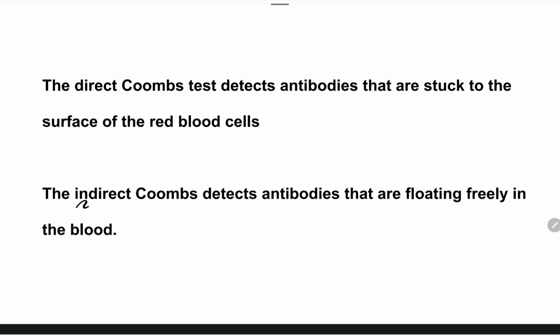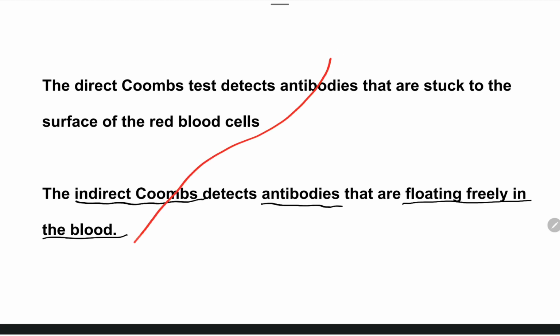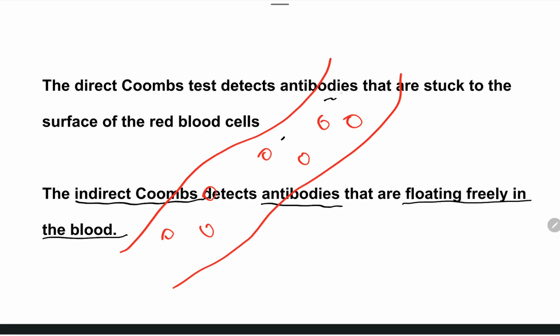When it comes to the indirect Coombs test, in this method we can find antibodies floating freely in the blood. Here we have some RBCs like this. So in this indirect method we can find the antibodies freely floating and moving in the blood. This type of method is known as the indirect Coombs test.